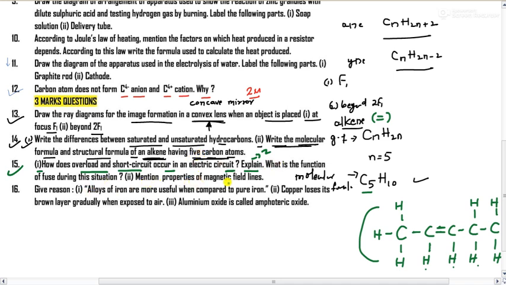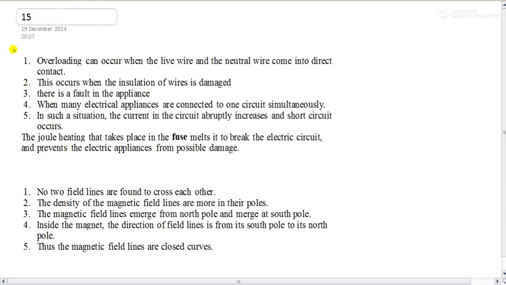Next is, mention properties of magnetic field lines. If it is of 3 marks, this will get you 2 marks and this property will get you 1 mark. So I will show you the answer. This is the answer of the first part.